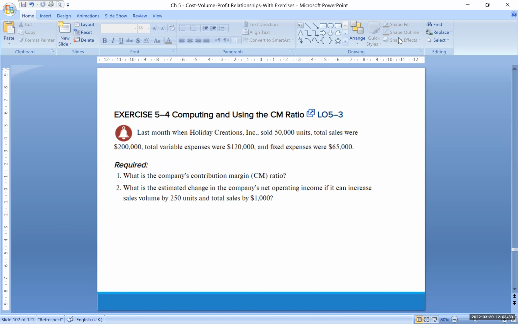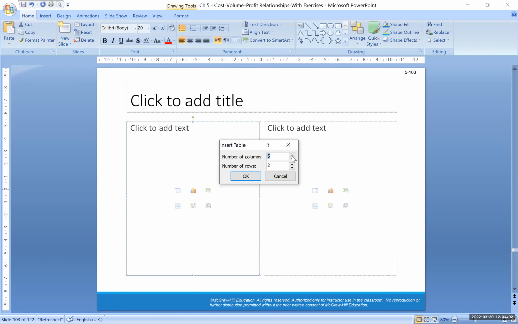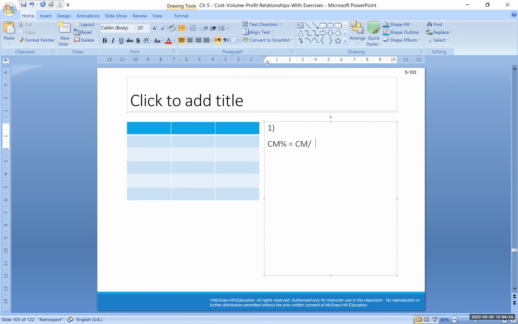Let's write it together. I will write it here now. Number one, the contribution margin ratio is equal to what? Contribution margin divided by sales. Now, we don't have the contribution margin. Contribution margin is equal to sales minus total variable cost. Sales were $200,000 minus total variable costs were $120,000. This equals $80,000. This gives you the contribution margin.